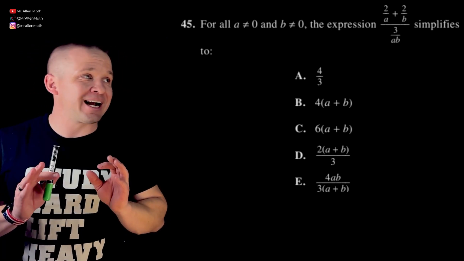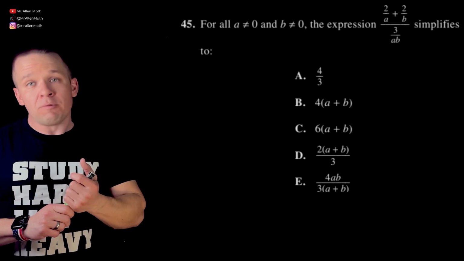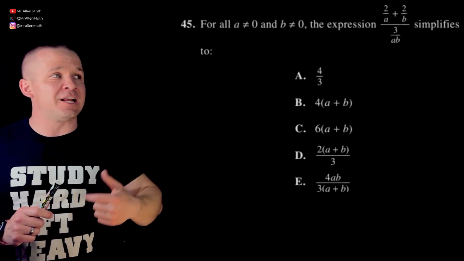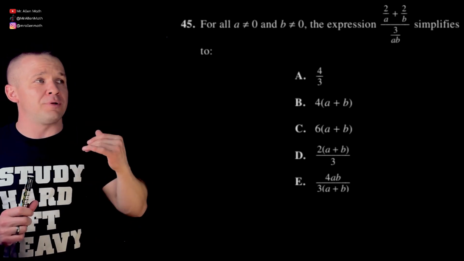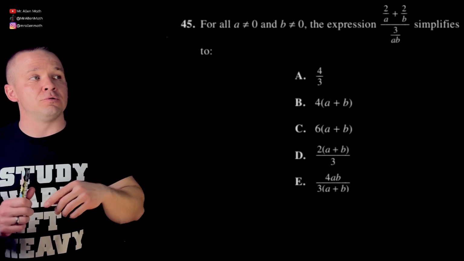Next problem. Ooh, all right. Now we're getting crazy here, guys. We got a complex fraction in this one. That means fractions in fractions, stacks on stacks, racks on racks. Let's get into it. For all a does not equal 0 and b does not equal 0, the expression (2 over a plus 2 over b) over (3 divided by ab) simplifies to what?